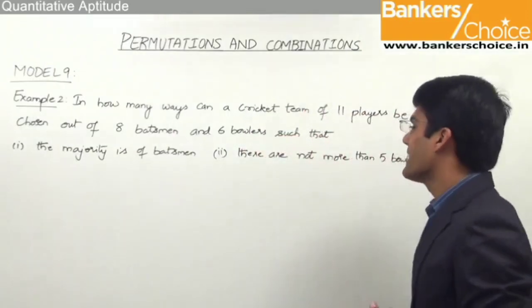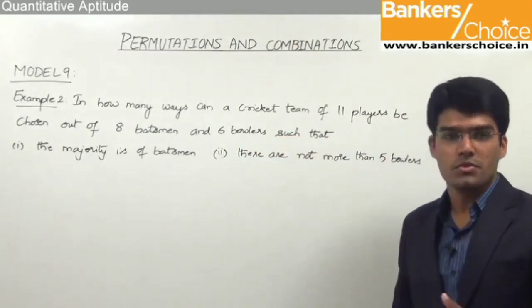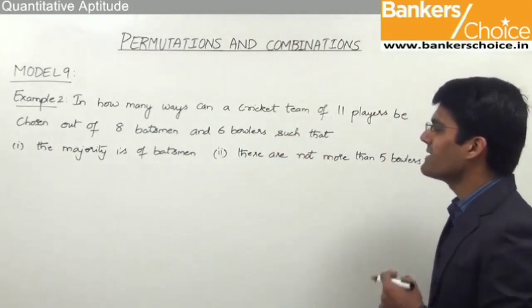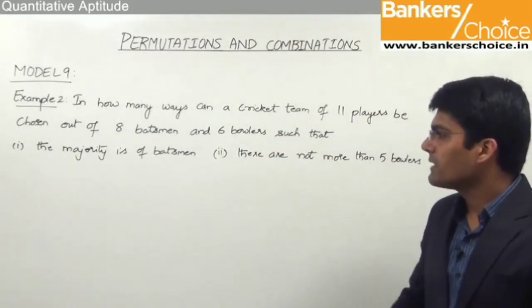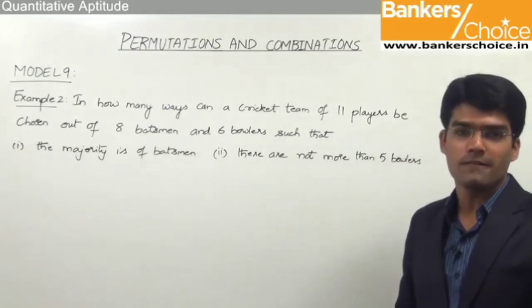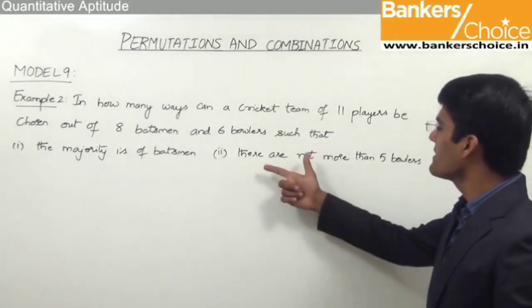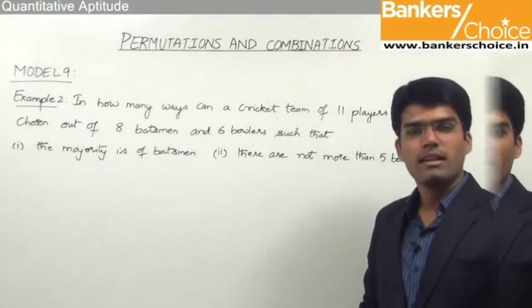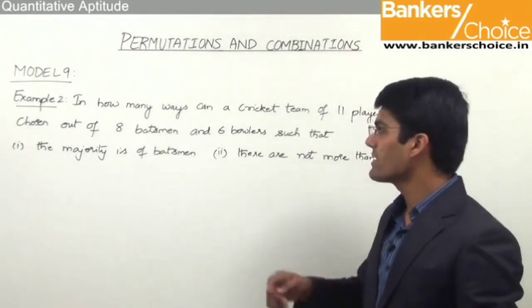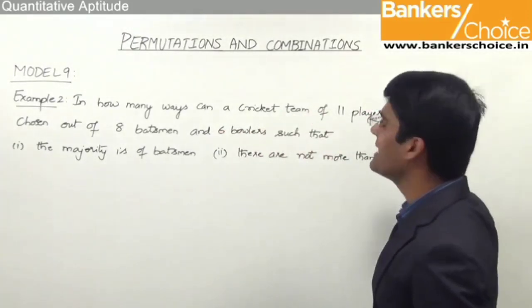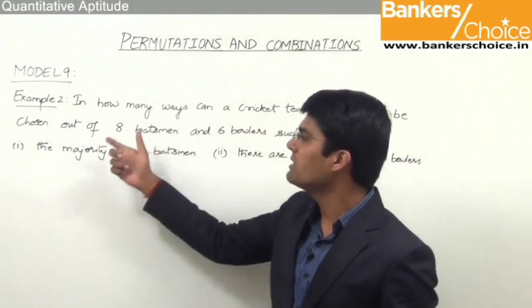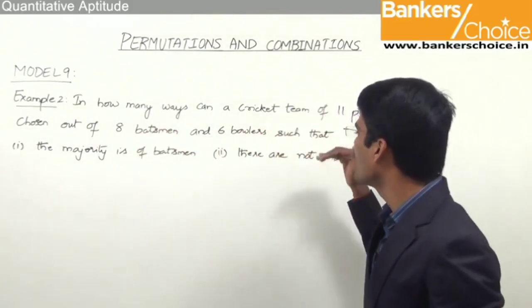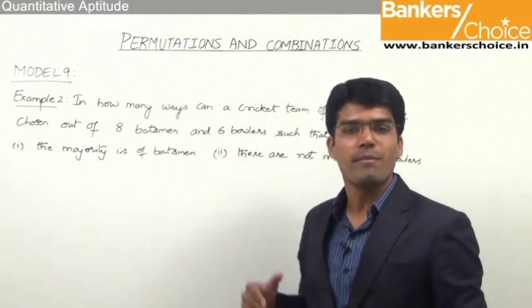In how many ways can a cricket team of 11 players be chosen out of 8 batsmen and 6 bowlers, such that the first bit here is the majority is of batsmen, and second bit here is such that there are not more than 5 bowlers in the team. Let us first look at the first condition here. The question becomes, in how many ways can a cricket team of 11 players be chosen out of 8 batsmen and 6 bowlers, such that the majority is of batsmen.